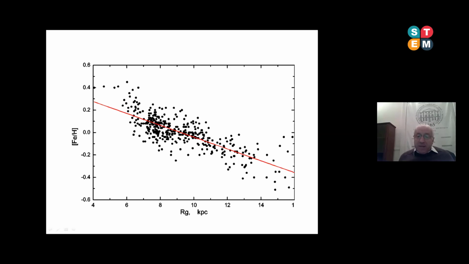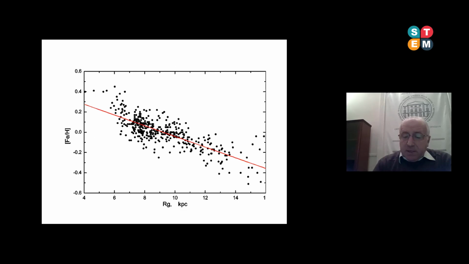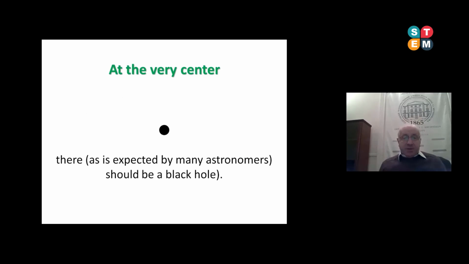But this is a simple linear approximation. If we apply, for example, Loess method, the method of local regression, we can see some kind of bands, some kind of tiny features which cannot be seen here, but this is later. So now, at the very center of our galaxy, we expect to have an intermediate mass black hole. At least many astronomers believe in this.